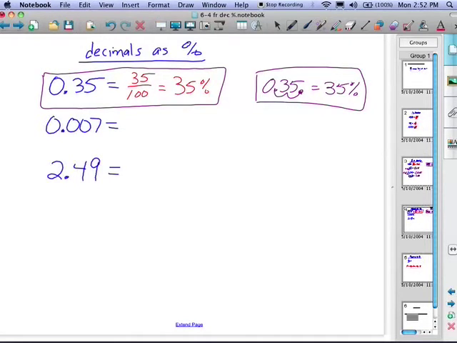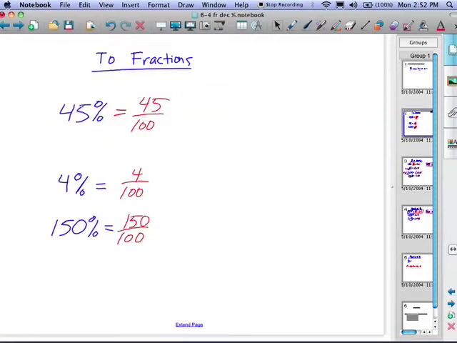So the next example is 0.007 or 7 thousandths. We're going to take the decimal point and move it 2 spaces to the right, and we end up with 0.7%. Our last example, 2.49. We're going to take that decimal point and move it 2 spaces to the right, and you get 249%.